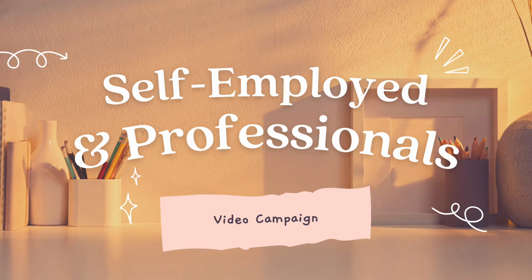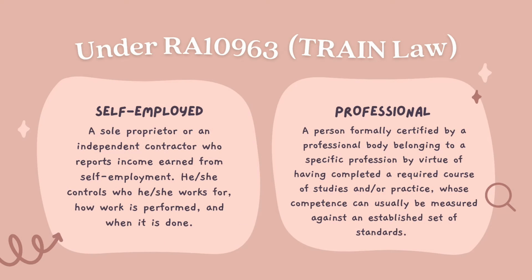The second category is self-employed and professionals, or what they call SEP. Under the RA 10963 or the TRAIN Law, self-employed and professionals are defined as follows. First is self-employed. It is a sole proprietor or independent contractor who reports income earned from self-employment.